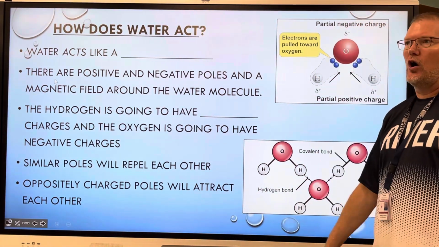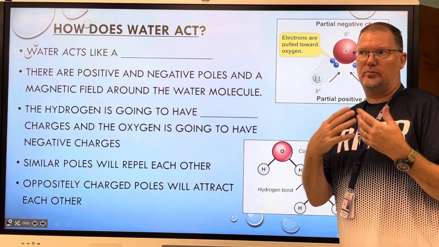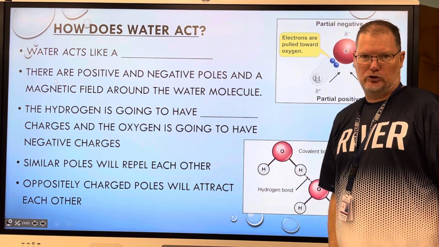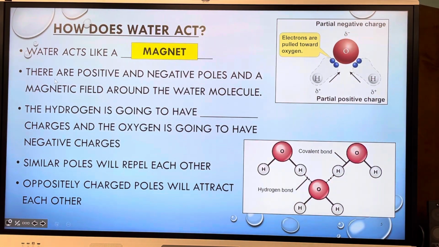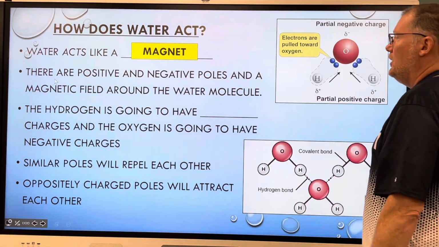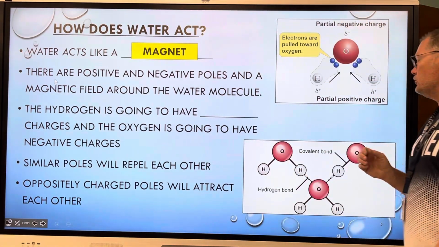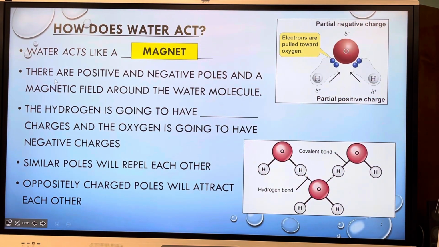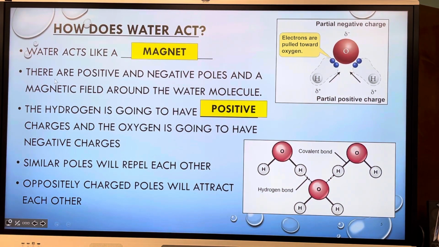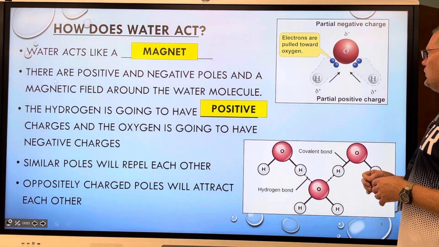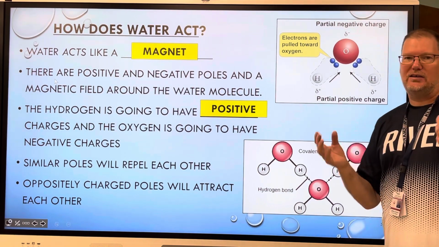So how does it act? What are those things that water does to make us believe that it's a miracle molecule? Well, it acts like a magnet. There are, like we said, positive poles and a magnetic field around the water molecule. So those electrons are pulled towards the oxygen, making that negative and positive, okay? Now the hydrogen is going to have a positive charge, like I said, and oxygen negative, and then those similar poles will repel each other. So when water is sticky, right?